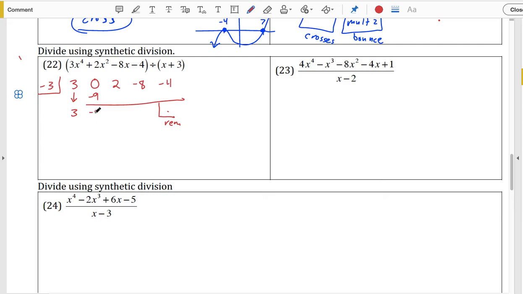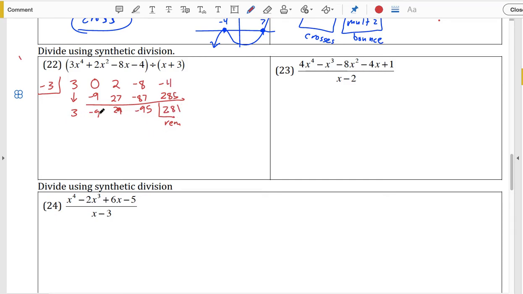So we get -9 here. -3 times -9 gets us to 27. Add these two, we get 29. -3 times 29 is, what is that? -87. This is getting a little large. Add these together, we get -95. Then we multiply by -3 one last time, and we get positive 285. Add these together, and this result is our remainder.